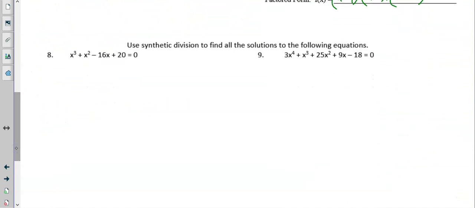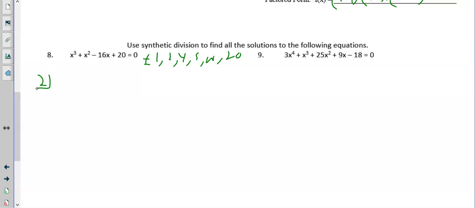Last two, 8 and 9. All right, so again here, if we're supposed to do it this long way, it'd be plus or minus 1, 2, 4, 5, 10, and 20. I don't want you guessing and checking and doing this over and over. Find a number that works. I'm telling you right now, the answer is 2 and negative 5. So you can use either one of those numbers. I'm going to go with 2.